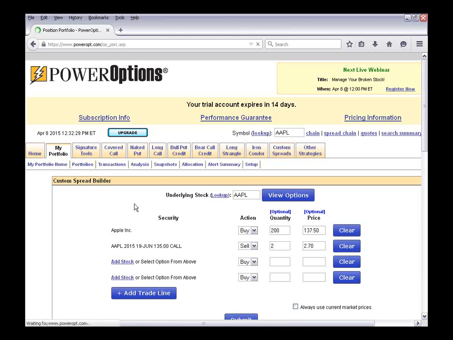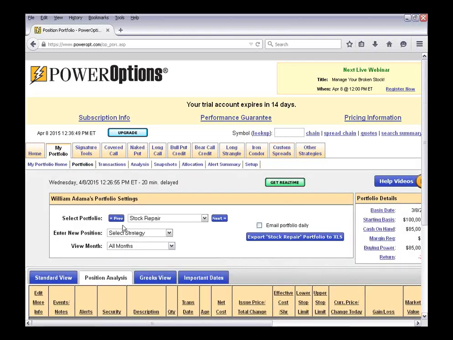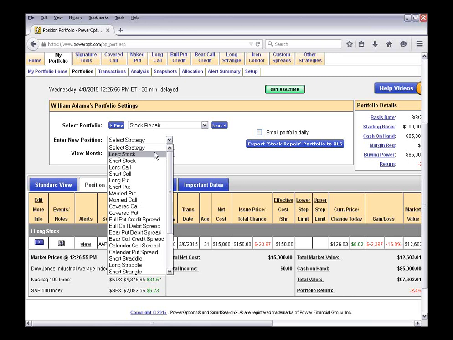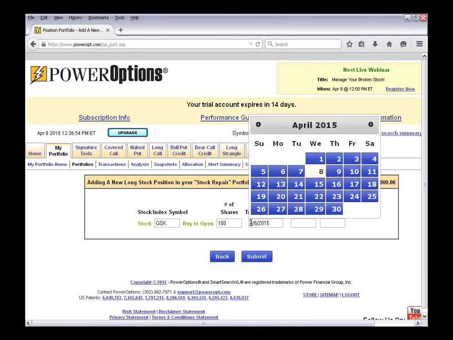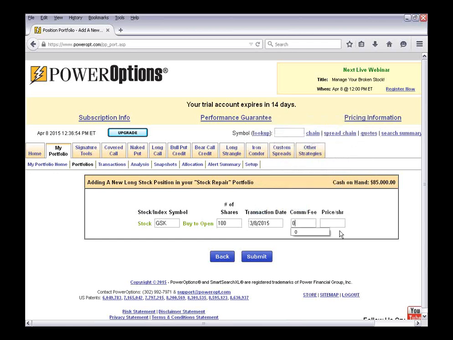Now I'm going to take some of your stocks. We had a lot of stocks come in as well. So we've got Larry who wrote in and says he's got a long stock position, GSK at $53 per share, and he owns 100 shares. Am I going to promise that we're going to be able to repair every one? No, but we're going to try to give you some ideas on repairs that might work or combinations that might work for these positions. Zero commission and $53 per share.